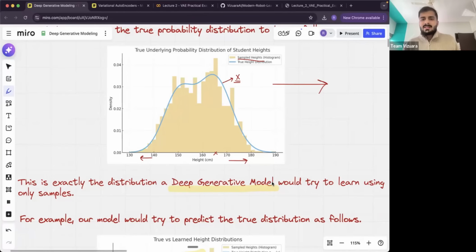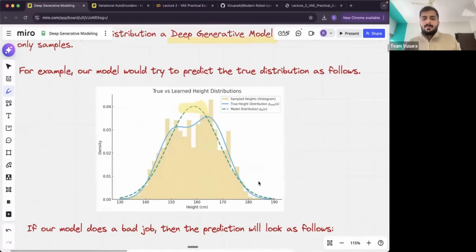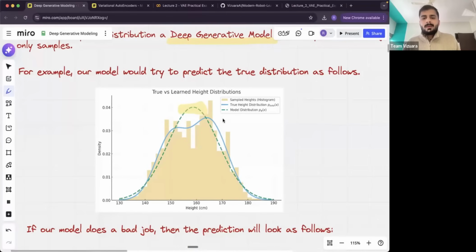Now we are going to build a model that not just helps us predict one single output given an input, but predicts the entire probability distribution. So for example, our model will try to predict the true heights like this, which is shown in green.